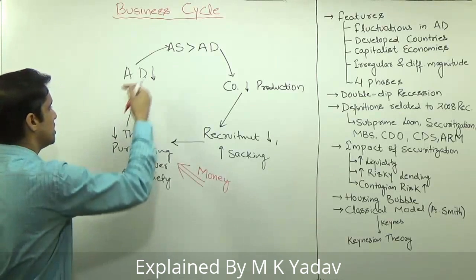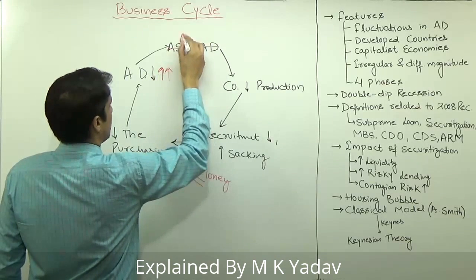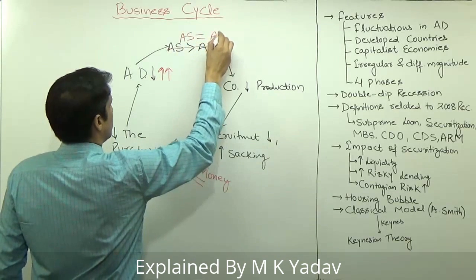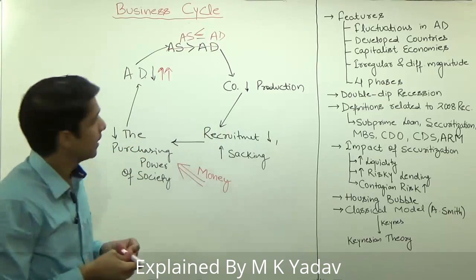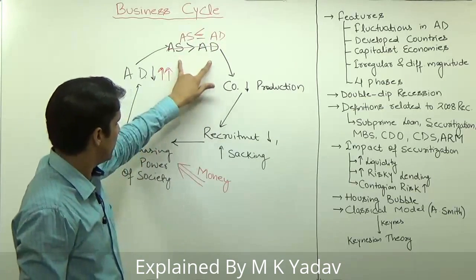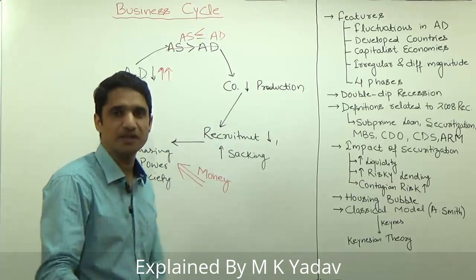When this purchasing power will decrease, aggregate supply will increase, and this aggregate supply will become more than aggregate demand, or aggregate demand will become more than aggregate supply. So the problem of aggregate supply and aggregate demand is a characteristic of the developed countries. It's not there in the developing countries.